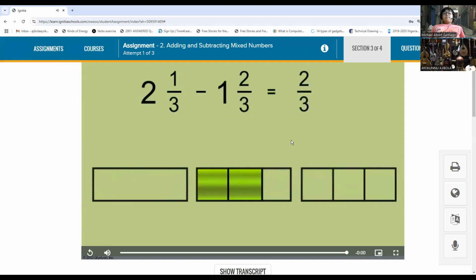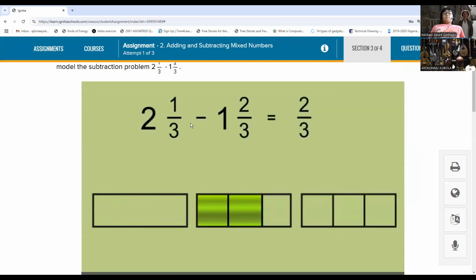Okay, now look at this fraction. We have 2 minus 1 gives us 1, but 1/3 cannot be subtracted by 2/3. So that 1 will be converted and it will become 4/3, then minus 2/3. So 4 minus 2 is 2. That's why we have 2/3. Is that clear?